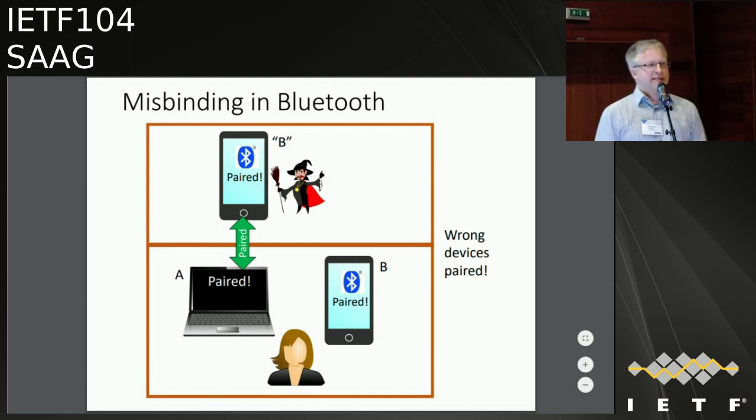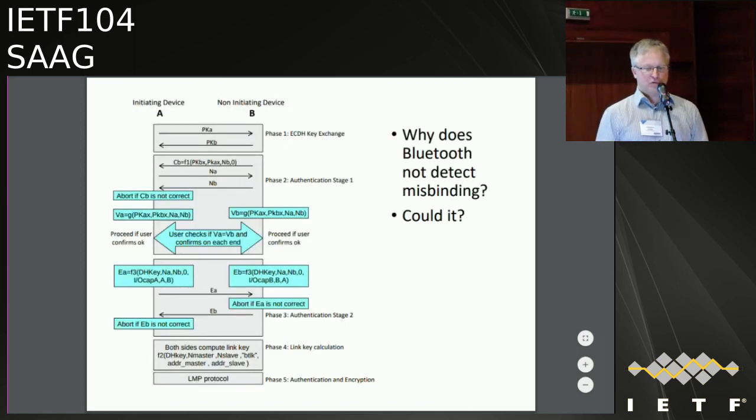So as you see, this is not really an attack against Bluetooth. It would work for any kind of out-of-band channel authentication in device pairing. It's an attack against the user interface level and not against the protocol details. But let's still look at the Bluetooth protocol. So why doesn't Bluetooth detect the misbinding, and could it detect?